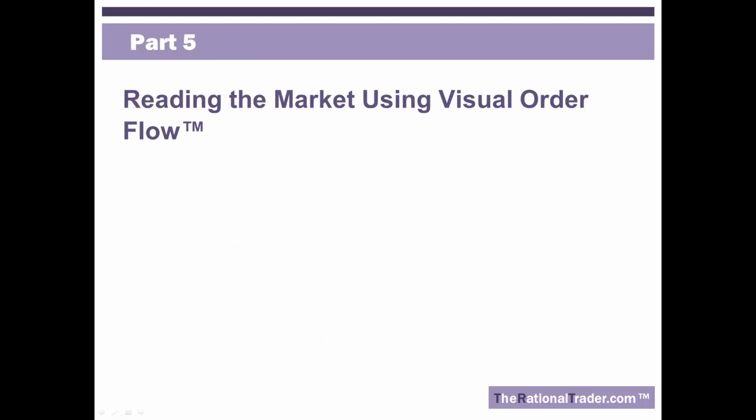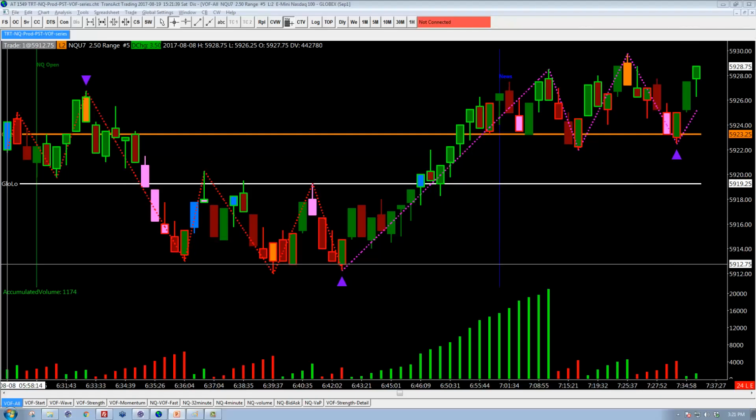And this is part 5 of our video series on trading the markets using visual order flow. We're going to put together everything we've built in the previous 4 videos and read the market using visual order flow. So if you haven't watched those videos, you need to stop and go watch them all. This will not make any sense without that information. So let's get started. This is the chart and the day we've been working with. This is the NASDAQ.